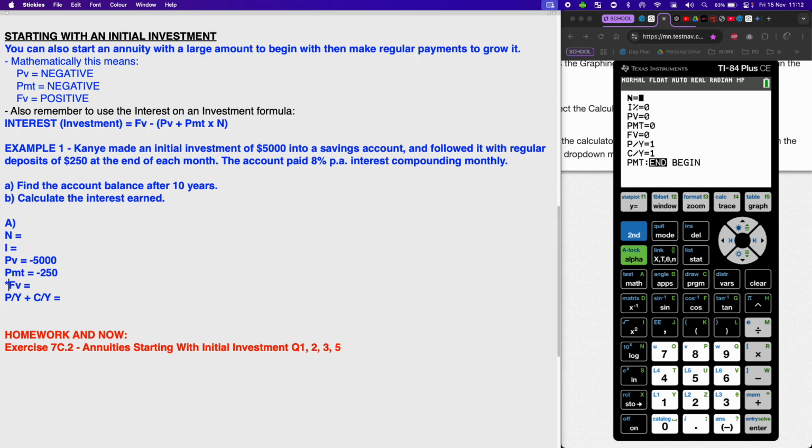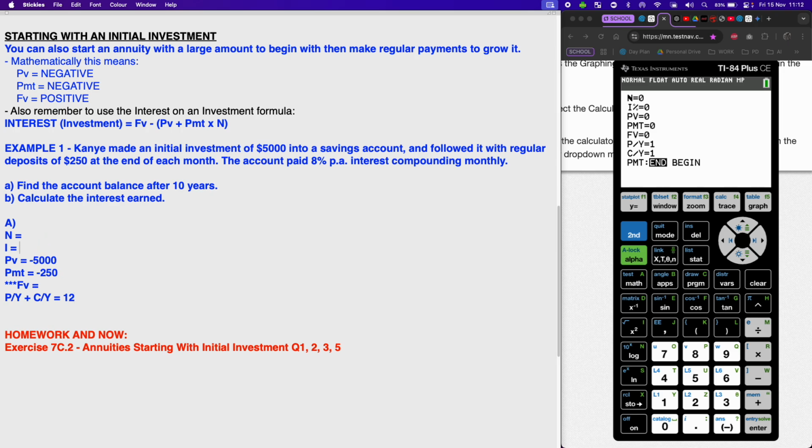So I'm going to put stars next to FV. If I look at this question, what is the regularity? What units of time are we operating with? Months. So I need to work out how many times a month happens in a year. Good. So PY and CY are going to be 12 for this situation.